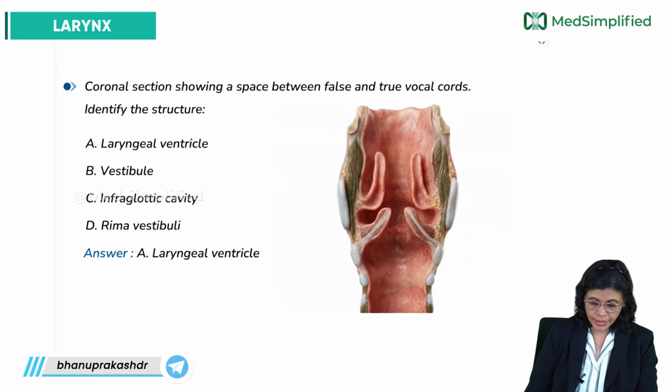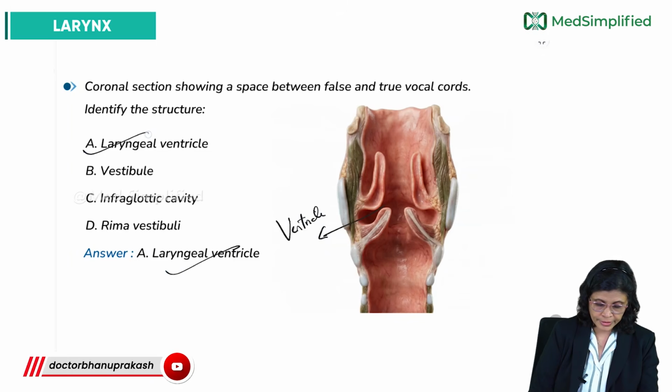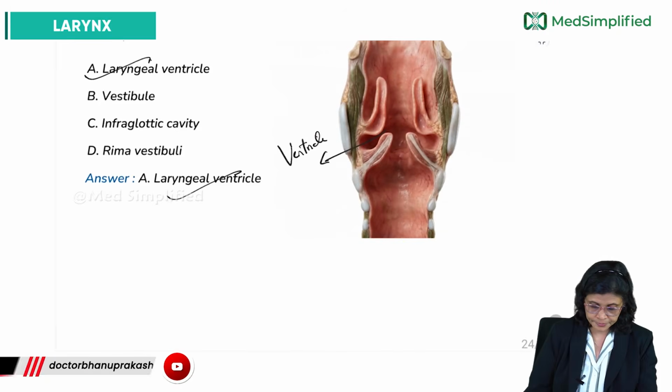A coronal section shows a space between the false and true vocal cords. Identify the structure. Between the false and true cords, we have the ventricle, otherwise called the sinus. So the laryngeal ventricle is the right answer.